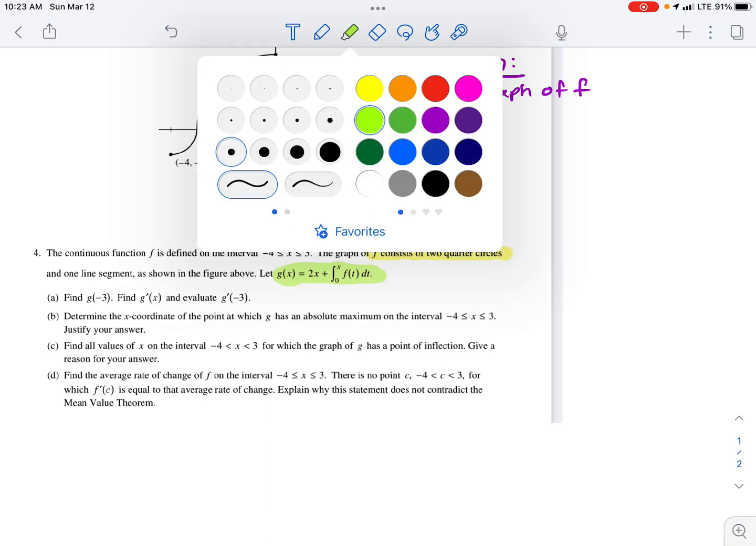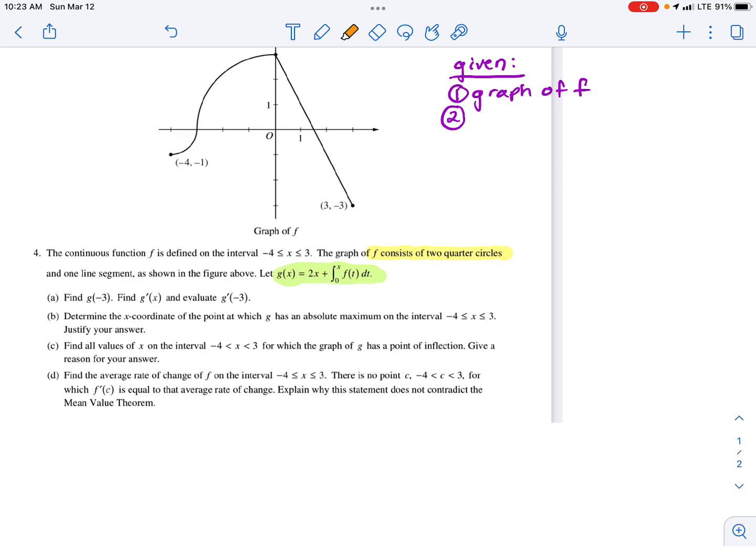Right, and I did skip over this part here, but it's important to note that the function f is continuous, okay? However, it does not say that it's differentiable. So the graph of f is continuous from -4 to 3.